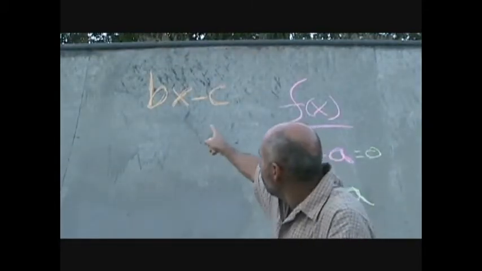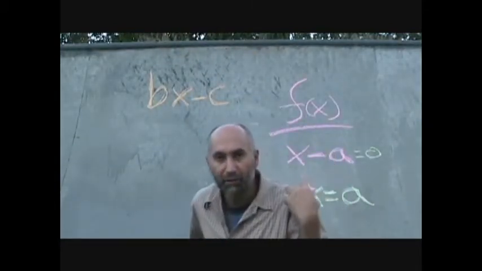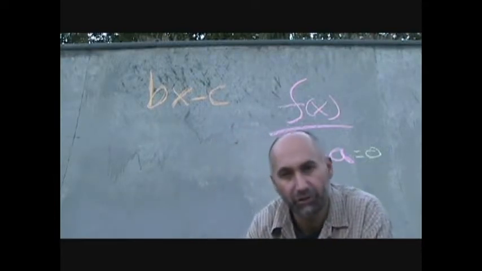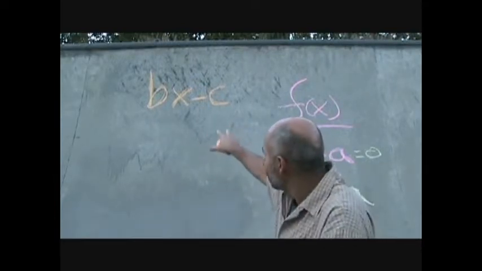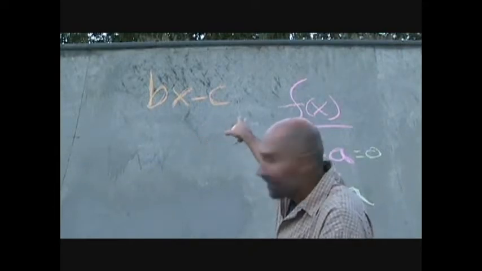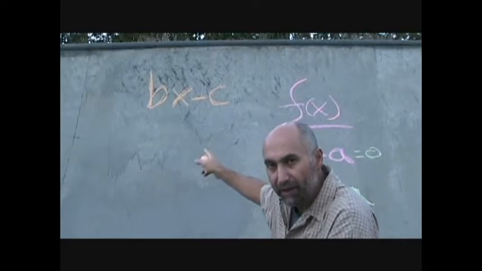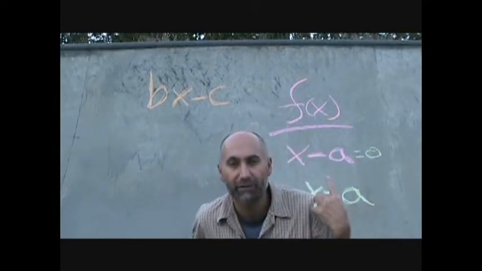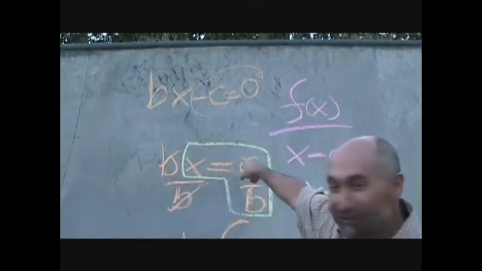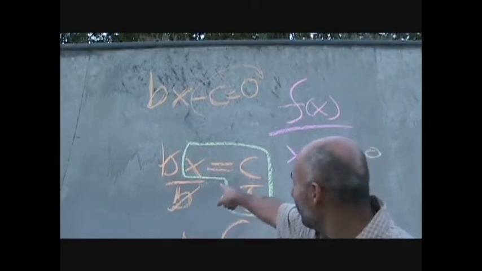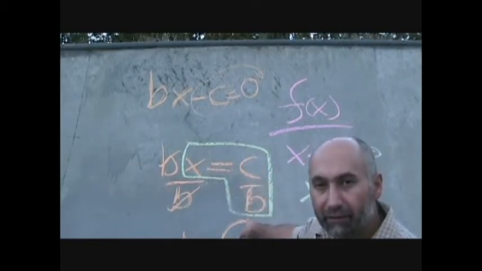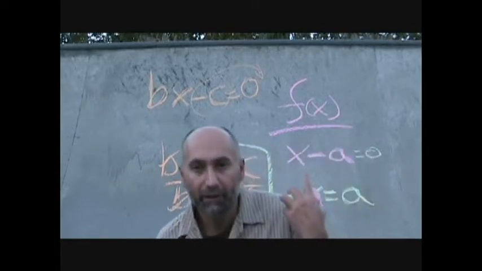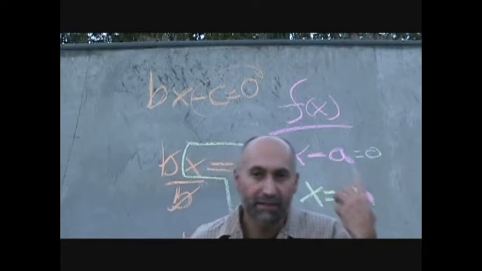If we have something like bx minus c in the denominator, we can still do synthetic division, but there's a trick to it. Let's lay this out. All you do is set this equal to 0, bring the c over, and divide by b, and your a becomes a fraction. What you end up having is x equal to c over b, and your a term here would just be a fraction. It would be x minus c over b.